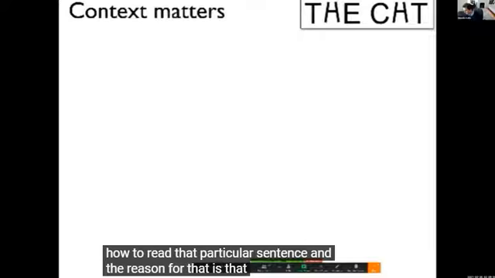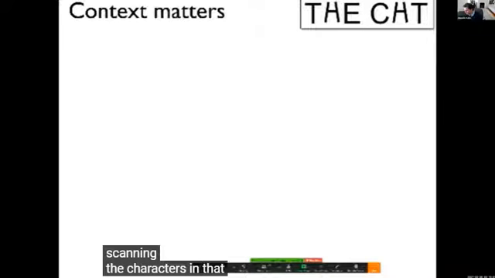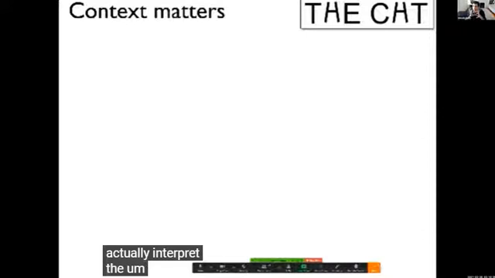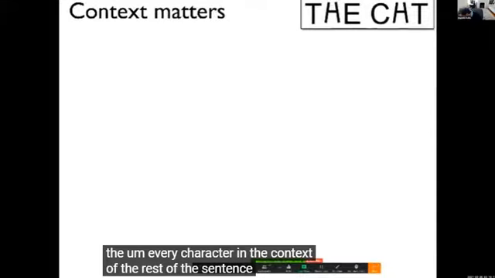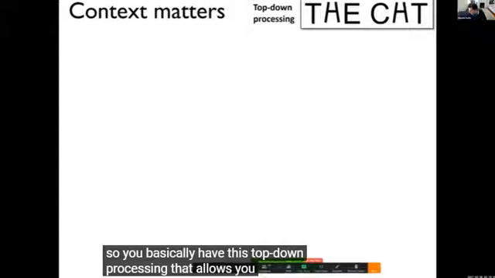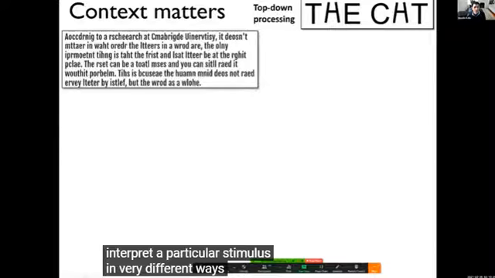And the reason for that is that as you're scanning the characters in that sentence, you can actually interpret every character in the context of the rest of the sentence. So you basically have this top-down processing that allows you to interpret a particular stimulus in very different ways.